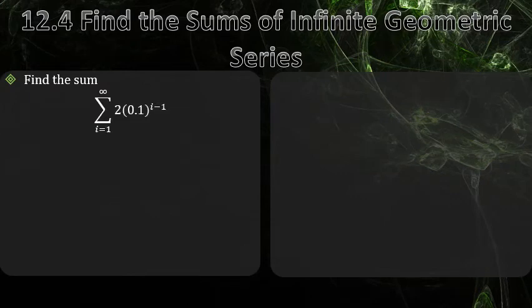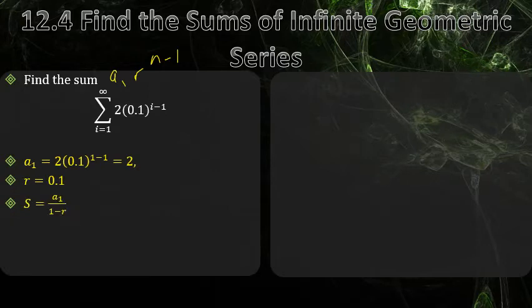So let's find the sum. Alright, so we need to compare this to a1 r to the n minus 1. So you can see a1 is 2 and r is 0.1. Or you could plug in 1 and find out that a1 is 2. Formula, s equals a1 over 1 minus r. Fill in the 2 and the 0.1. So that means we have 2 over 0.9, which is 20/9.